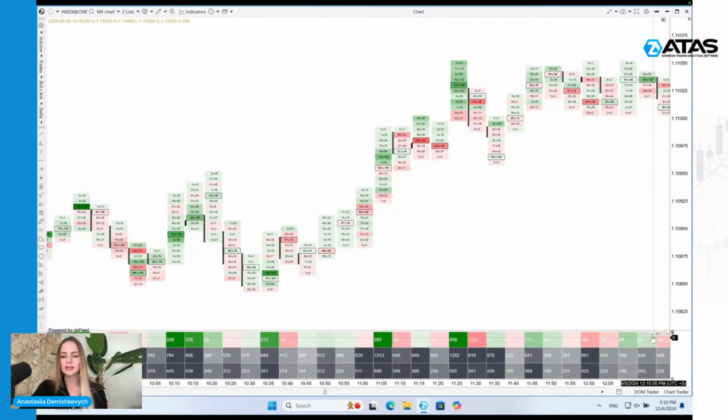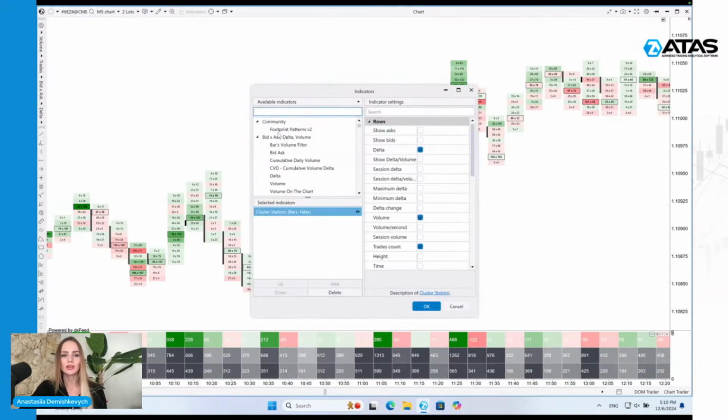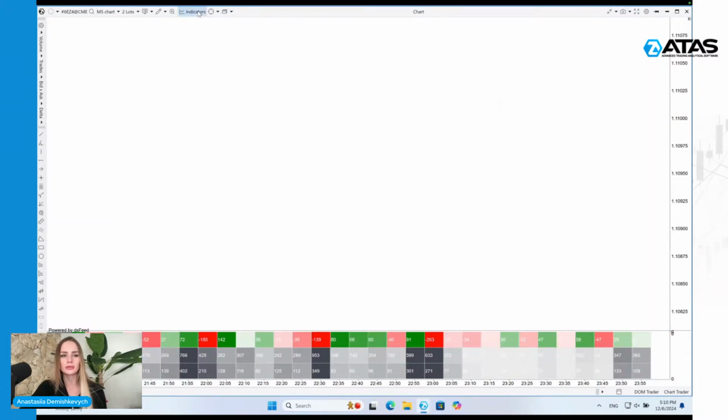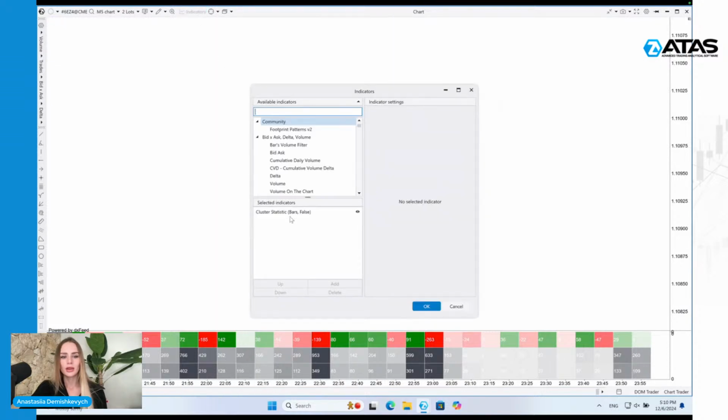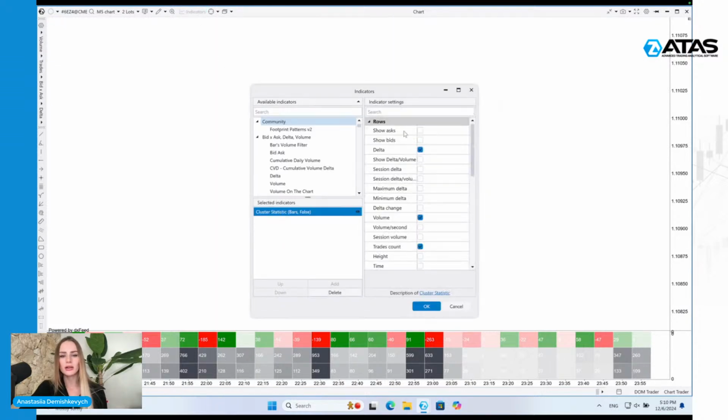So if you're going to go in settings, you can find the indicator cluster statistics going into the indicators by either clicking Ctrl+I or by clicking the indicator window on top right here. And you can find the cluster statistic here, and it's going to allow you to choose what you actually want to see, which type of statistics you want to see. It allows you to see different kind of way, and for different kind of setups, you can apply different statistics.